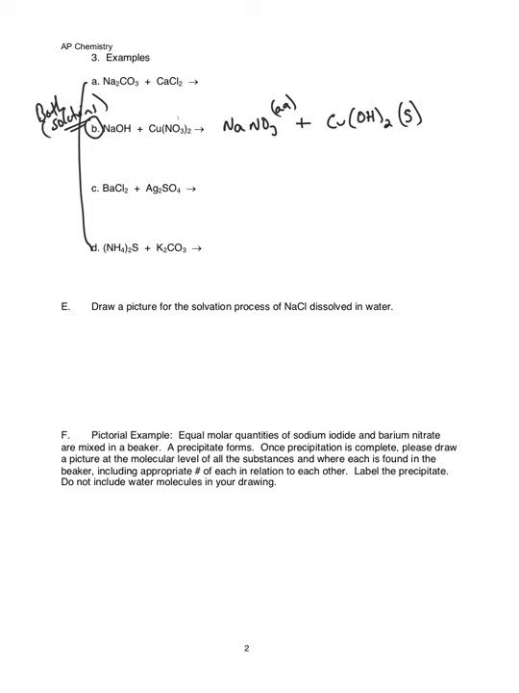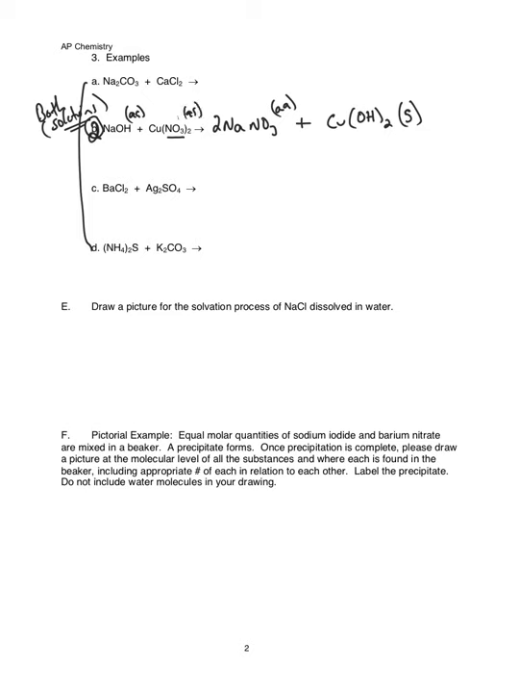Am I balanced? Well, no. You'll see there's 2 nitrates on the left, so I need to put a 2 on the right. That gives me 2 sodium, so I got to come over here and put a 2 in front of the sodium hydroxide, and now I'm balanced. So 2 sodium hydroxides, 1 copper nitrate, 2 sodium nitrates, and 1 copper hydroxide. There is the complete balanced equation. Technically, both of these would be aqueous, and that's the molecular equation.